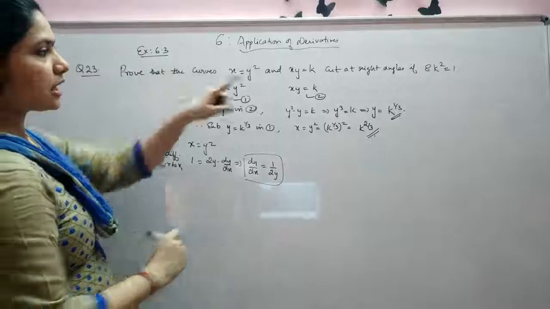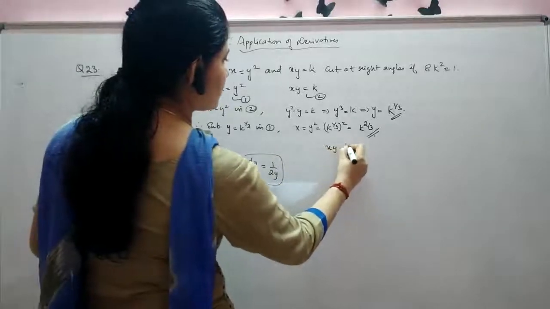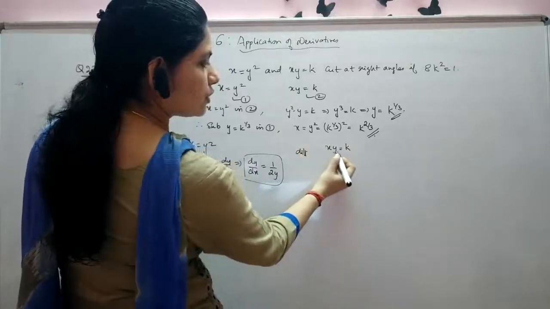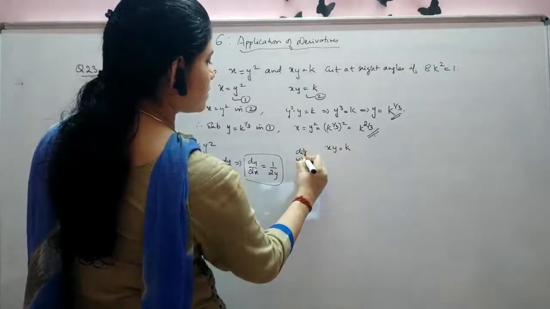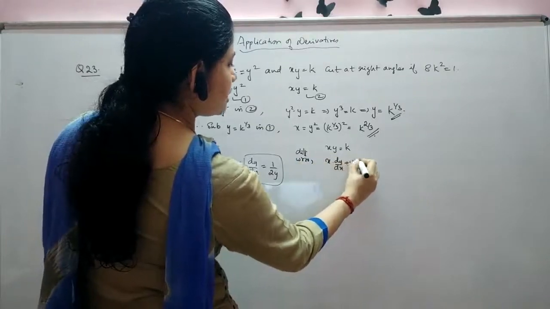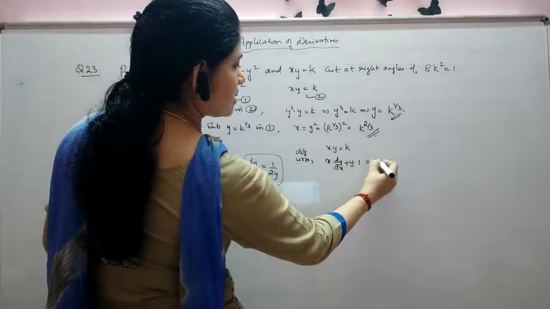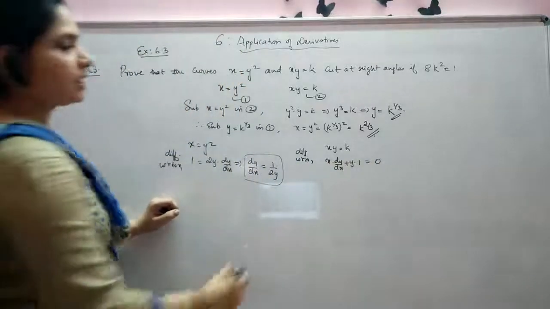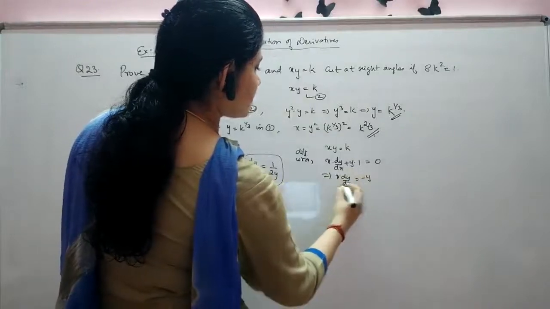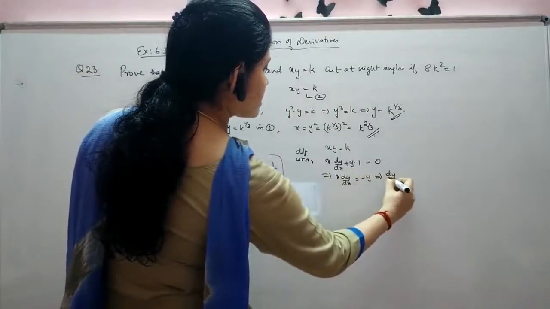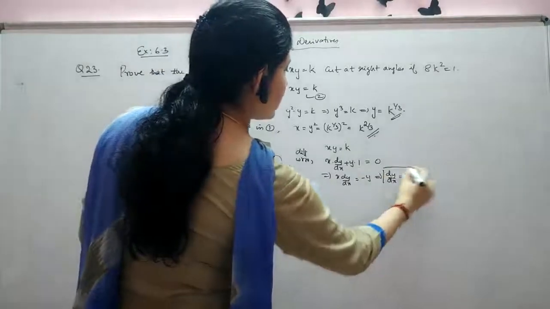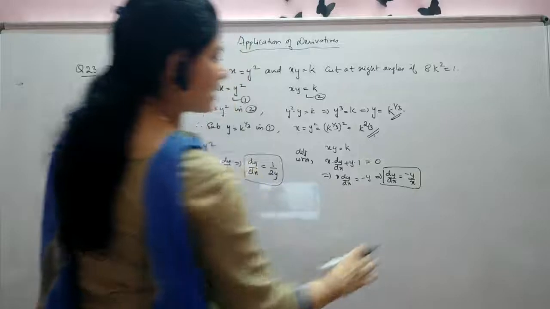Now for the second equation, xy is equal to k, differentiating with respect to x, here you have to use the product rule. You will get x into dy by dx plus y into the derivative of x, which is 1, and k is a constant, its derivative will be 0. Now from here, x dy by dx is equal to -y, or dy by dx is equal to -y by x. So this is the derivative, or the slope, of the second one.